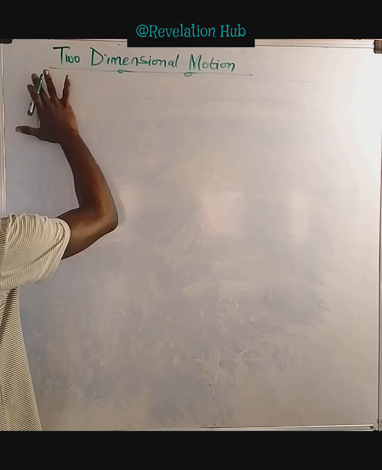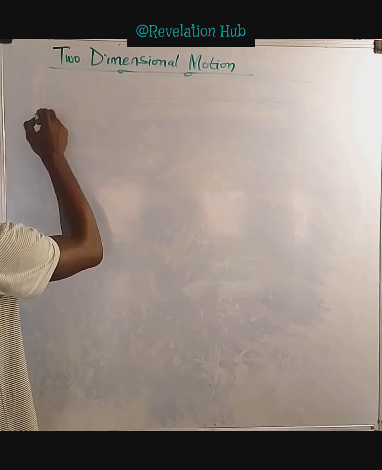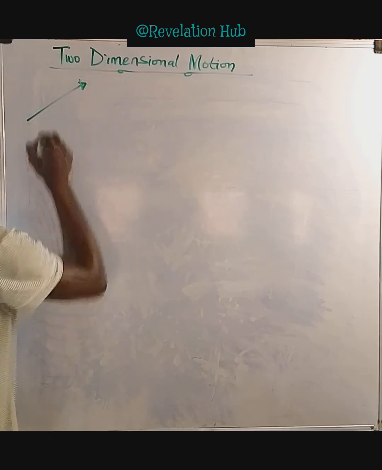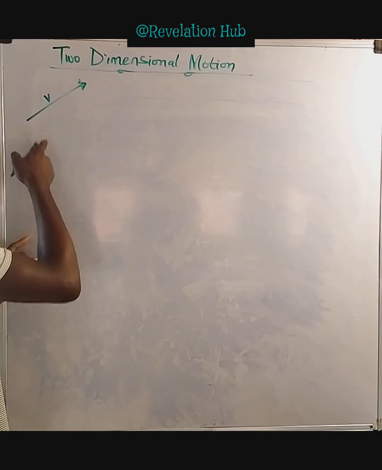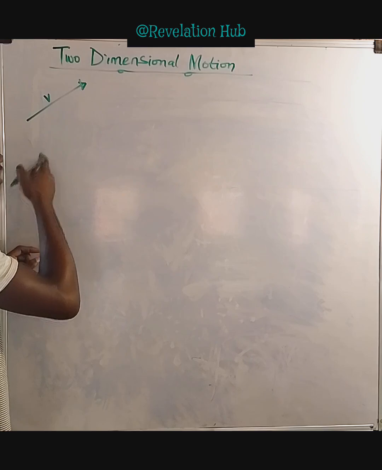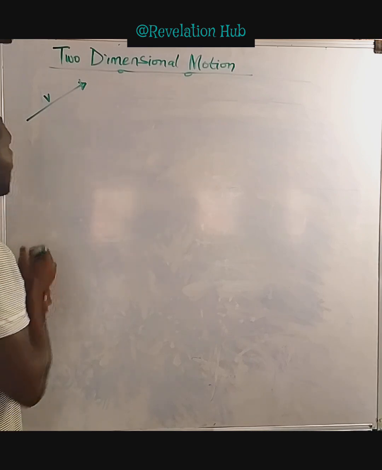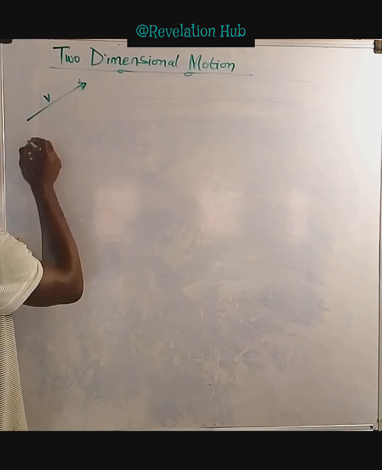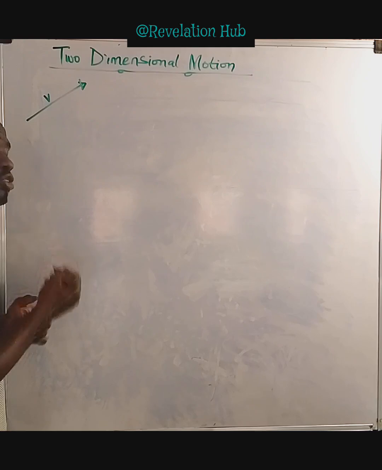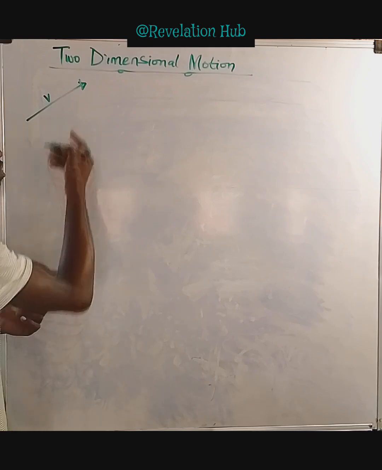Let's say a body moves like this. For example, this is the resultant speed. We're going to be discussing this in the next couple of lessons. The body moves this way, for example. So if the body moves this way, the body is going to be covering two kinds of motion.